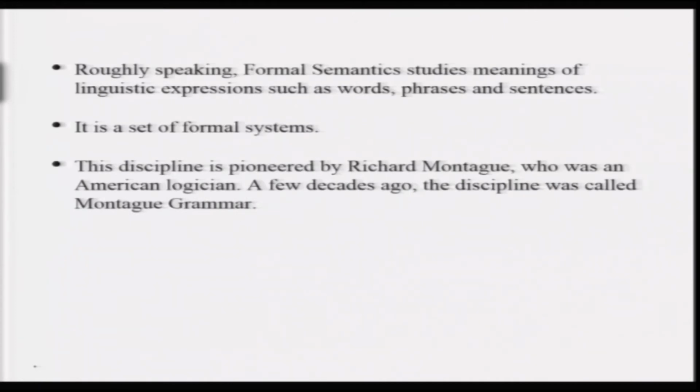Roughly speaking, formal semantics studies meanings of linguistic expressions such as words, phrases and sentences. Now, very important, look at the word formal. It is a set of formal systems. We will study formal systems in the second session. This discipline is pioneered by Richard Montague, 1930 to 1971. He died young. Before this discipline was called formal semantics, it was called Montague grammar. So, then we will see the evolution of it.